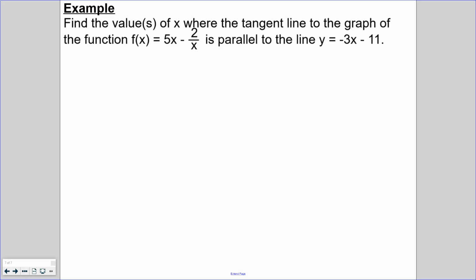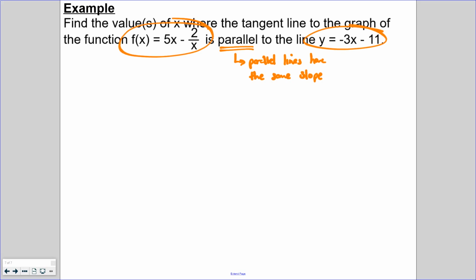But what do we know about parallel lines? Let's see if you remember back from one of your algebra classes. If we remember, parallel lines have the same slope. Meaning, the slope of this equation, y equals negative 3x minus 11, is going to be the same somewhere on this particular function. We just need to figure out the x values where.